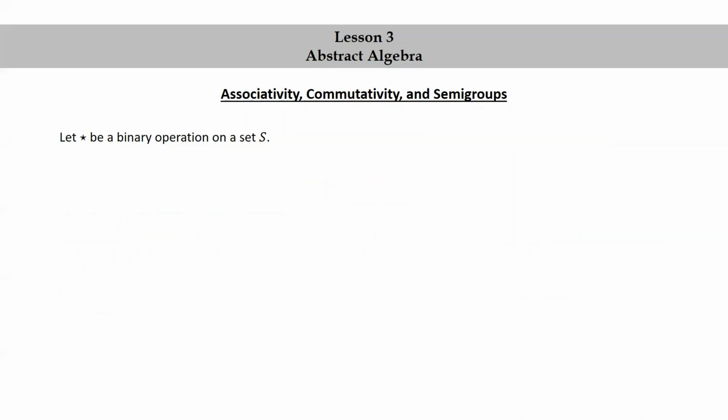Let star be a binary operation on a set S. We say that star is commutative or abelian in S if for all x, y in S, x star y is equal to y star x.